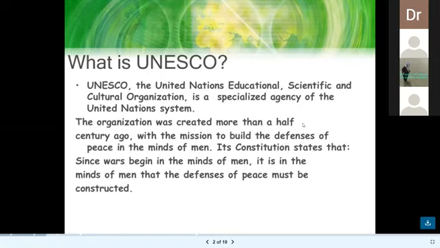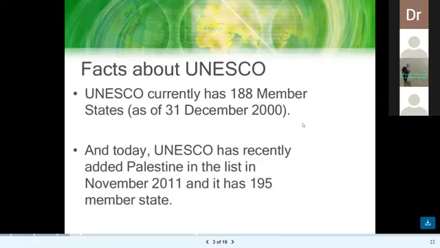Okay, so the main points in UNESCO: the full form is United Nations Educational, Scientific and Cultural Organization. The headquarters is located in Paris, France. There are a total of 195 members and 6 associate members. The present Director General of UNESCO is R.R.Rajani. So next one is the objectives of UNESCO.